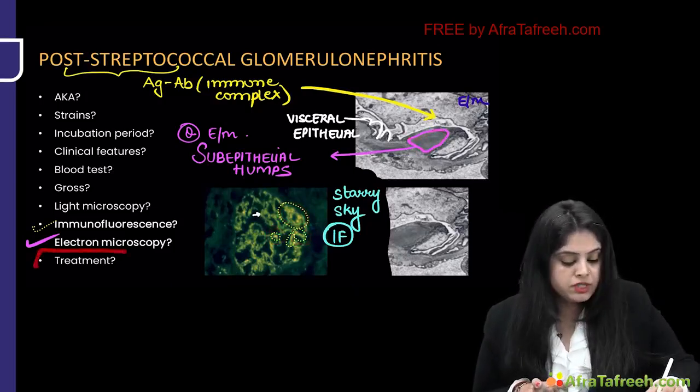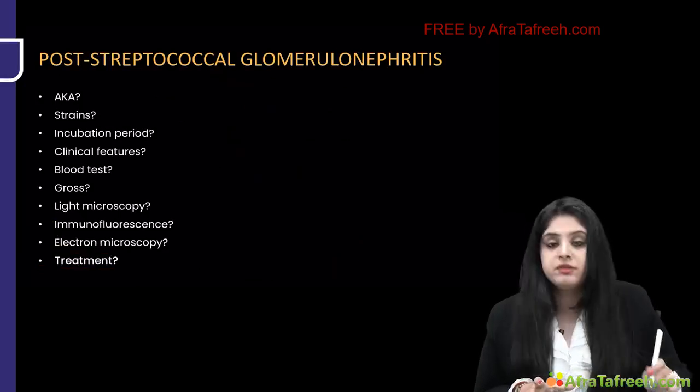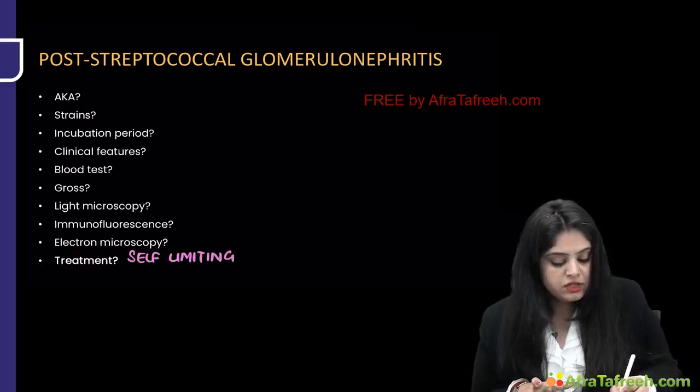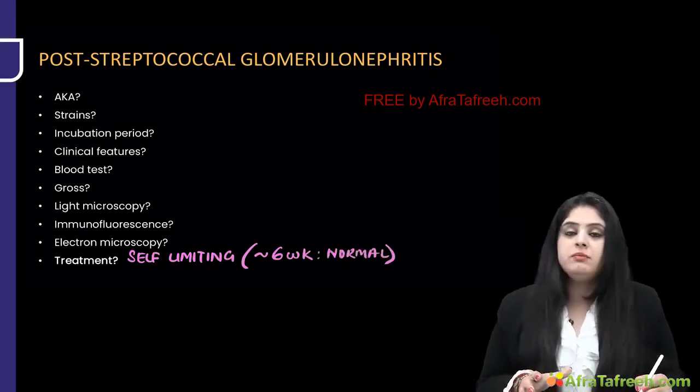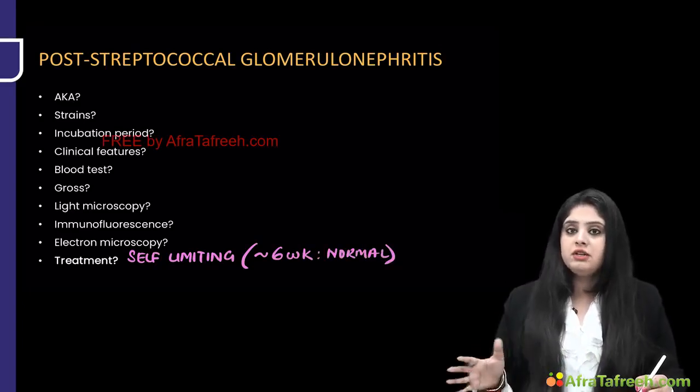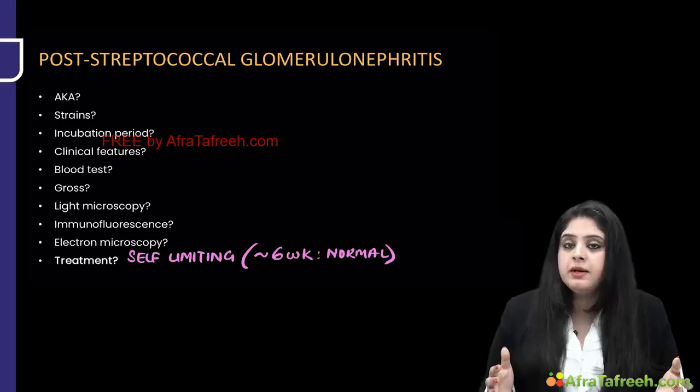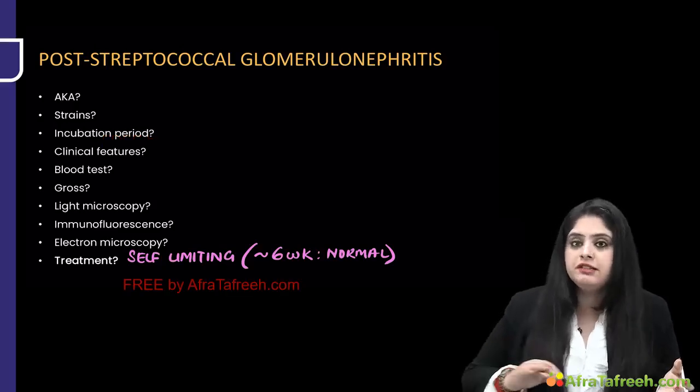Finally, we come down to the treatment aspect. The best part about this disease is that this seems to be a self-limiting disorder. When I say self-limiting disorder, that is within 6 weeks, it is going to come back to normal. You don't need major antibiotics, you don't need major treatments. It is a self-limiting disorder, and the patient is going to be fine in 6 to 8 weeks. All that you need is supportive treatment.